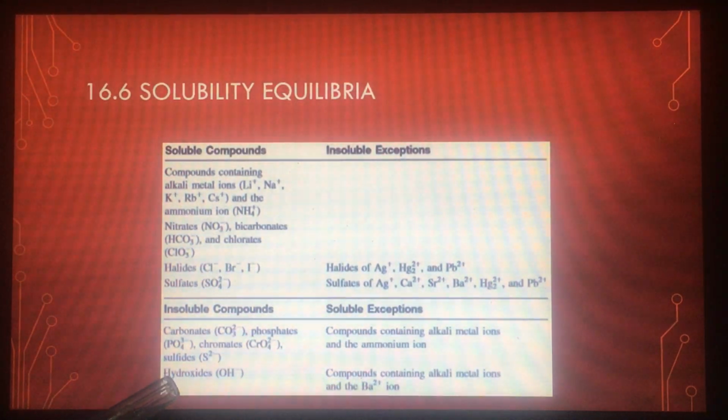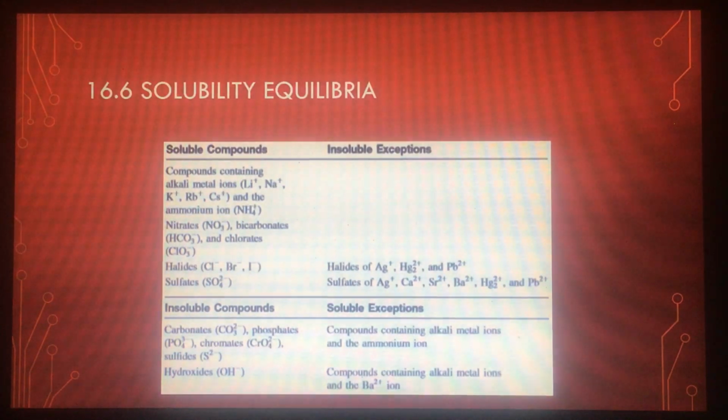Okay, they are insoluble except for the alkali metal ions, such as again sodium, potassium, and so on, and the barium ion. Okay, so knowing this, we can see whether a compound is soluble or insoluble in water or in solution.